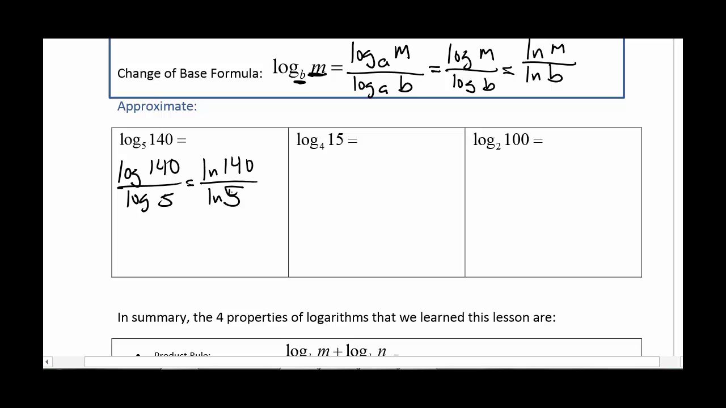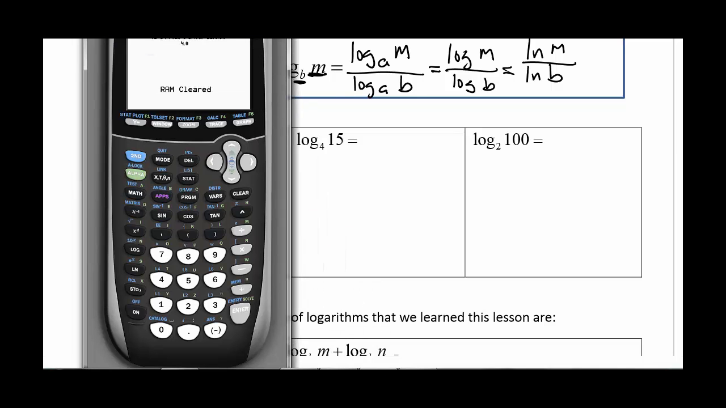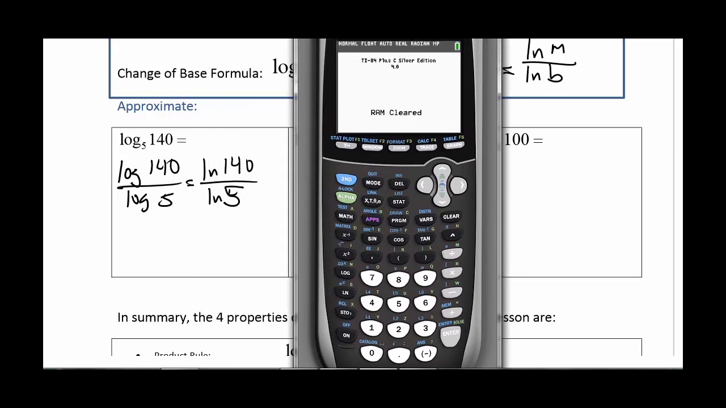So once I've picked which base I want to go with, then I'm going to open up my calculator and I can type that in. So we'll go log of 140 divided by log of 5. And I get some decimal, 3.07. And just to show you that it doesn't really matter whether you do log or ln, if I do ln of 140 divided by ln of 5, I get the exact same number. So we get about 3.07.